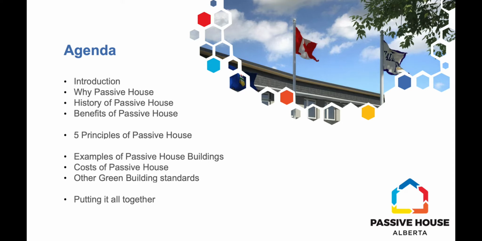Okay, so here's the brief agenda. We'll start with an introduction: why you pick passive house, the history of passive house, and the benefits of passive house. After that, we'll go through the 5 principles of passive house. It's the 5 main things, all the building science and physics of how you actually get all the benefits listed before. Then we'll go through some examples of passive house, the cost of passive house, always a big question, how it works well with other green buildings, and then pulling it all together, next steps, and how to move forward.